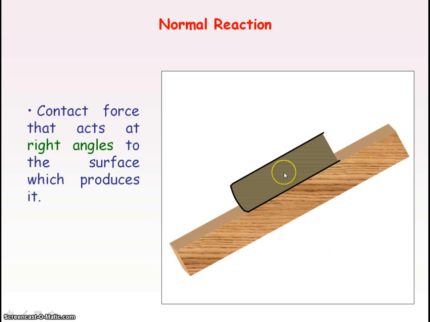For this case, the forces acting on the book will be its weight, which acts vertically downwards, but there'll also be the normal reaction force that the table exerts on the book, but this force needs to be perpendicular to the surface.